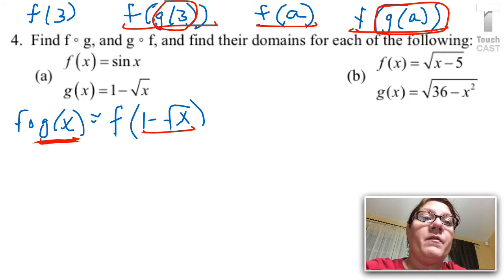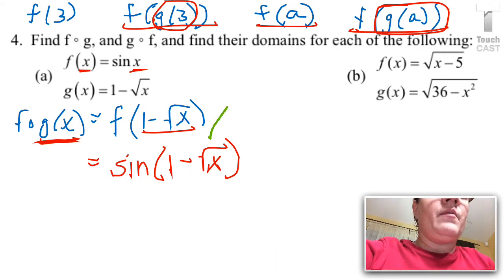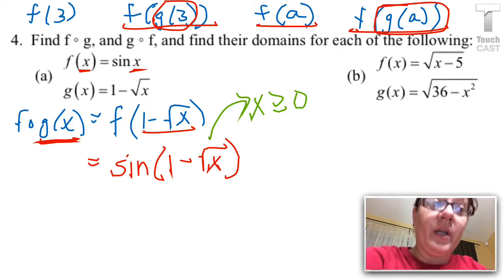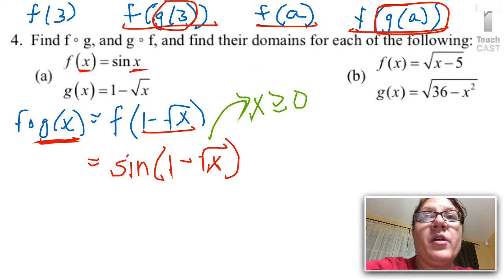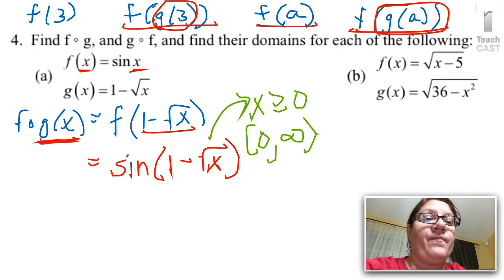And now I'd like to find f of that, but the f function says that I'm supposed to do sine of whatever's in parentheses. So I'm doing sine of 1 minus the square root of x. So of course I know that this square root has to be positive. So x has to be greater than, or it could be equal to 0. So as far as what can I put in for x? Well, anything I want, as long as x is greater than or equal to 0. So in interval notation, that would be 0 inclusive to infinity.